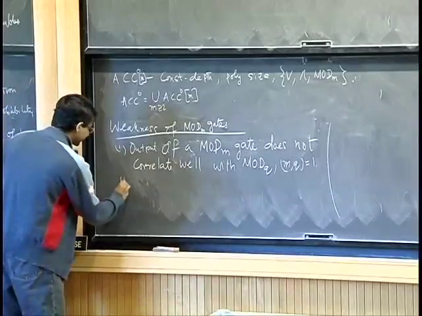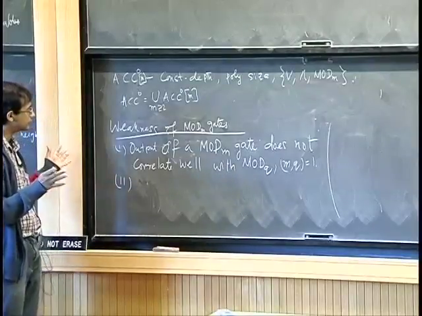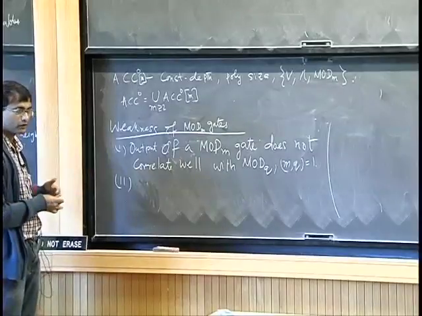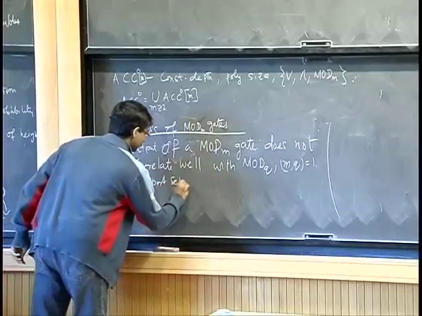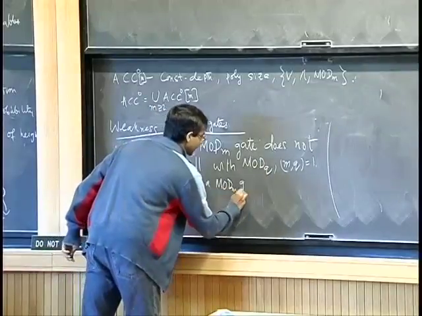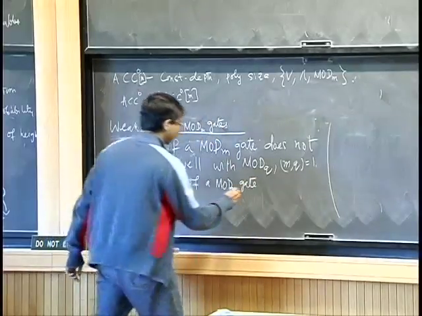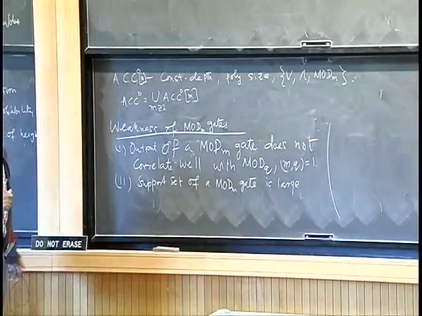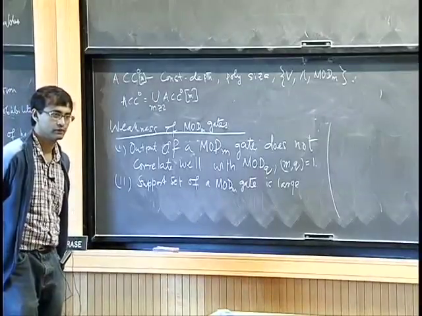So that's one weakness. The second weakness is if you consider the support set of a MODm gate. By support set, I mean the number of points in the cube where the MODm gate is non-zero. That's very large, unless the MODm gate is a trivial one, which I'm not considering. So the support set of a MODm gate is large, a constant fraction. Compare it to the AND or OR, where the support set is exponentially small. There's only one point.